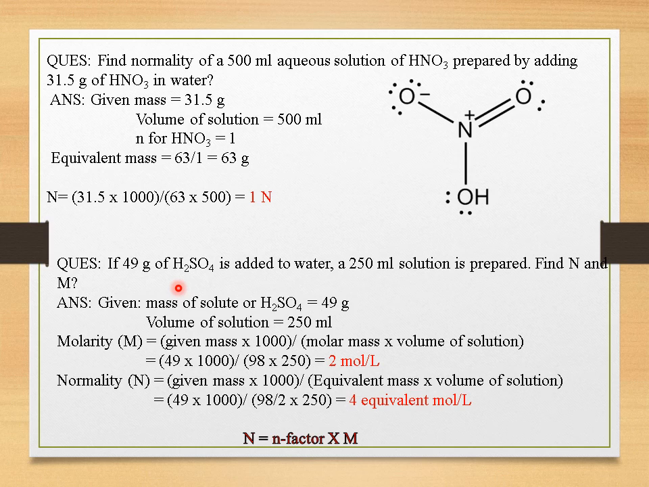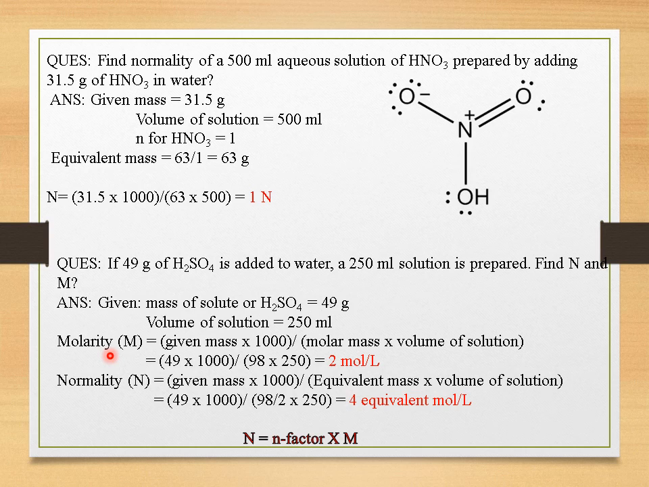Now, what is given to me? First, write the givens. The mass of the solute, sulfuric acid, is 49 grams. The volume of the solution that was prepared was 250 ml. This will be the volume of the solution, and we divide it by 1000 to make it liters, because the volume of the solution needs to be converted into liters. So 250 divided by 1000. This is done. Now the mass of the solute is given. We need to find out molarity first, so let's find molarity.